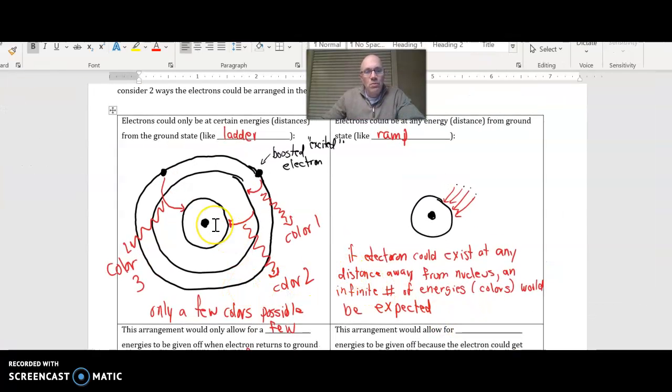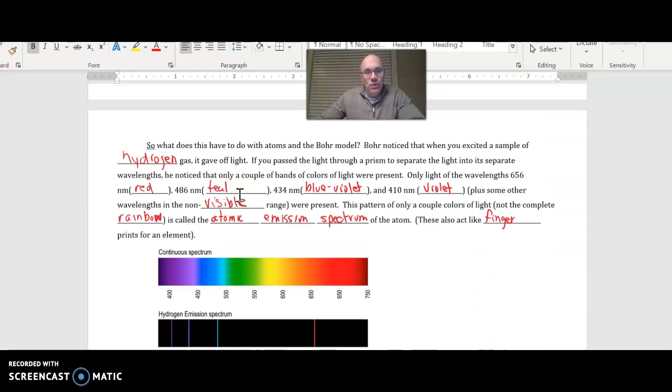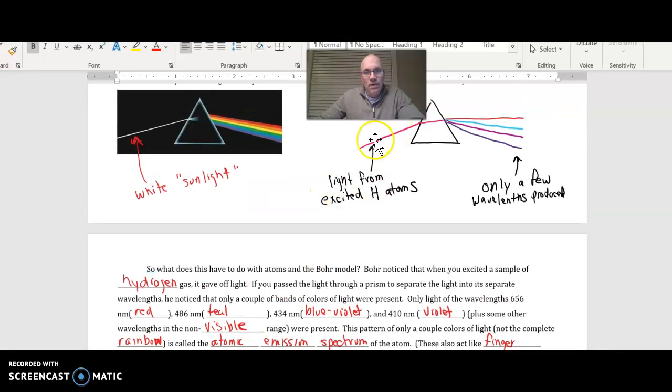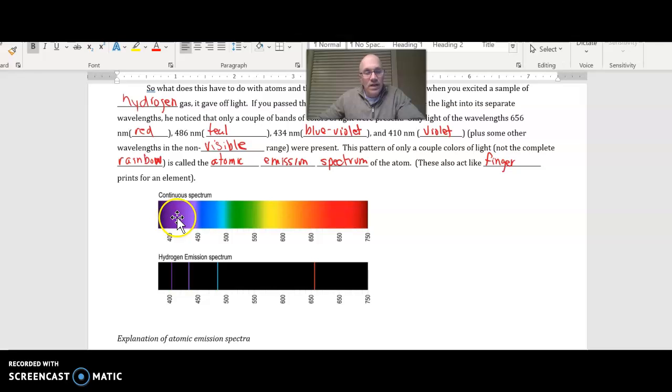So in talking about the Bohr model, remember that there's the classic experiment, which provided the reason for why it was proposed in the first place, and that was called the atomic emission spectrum. Basically, what happened in that experiment was when you took hydrogen gas and you excited it, it gave off light, and that light could be passed through a prism. And what we noticed is that instead of the light being all of the possible types of light, we only saw certain colored bands. All right.